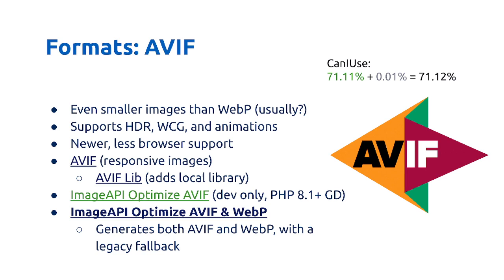Image API Optimize AVIF and WebP, beyond being a mouthful, it's kind of cool because it generates both AVIF and WebP plus a legacy fallback. So it kind of covers the full gamut there.